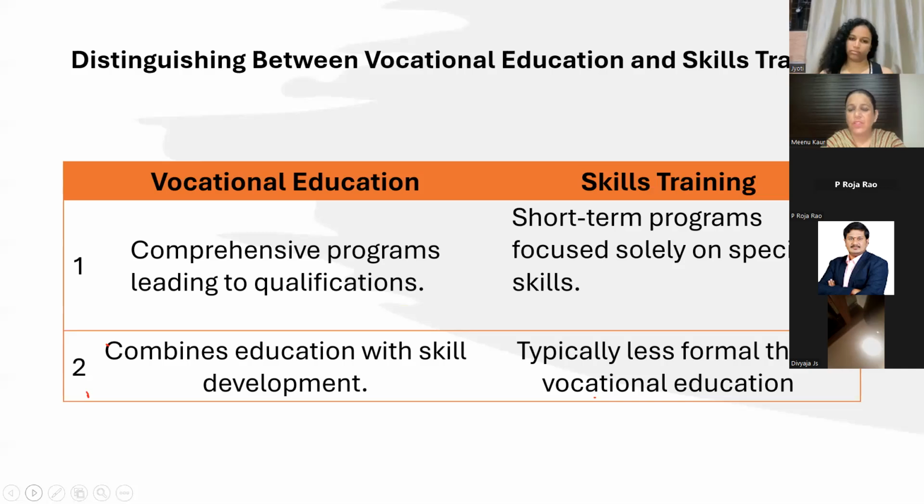Distinguishing between vocational education and skill training, as the chart says, they prepare learners for jobs. Vocational education is a comprehensive program leading to a qualification. It combines education with skill development, whereas skill training is a short-term program which specifically focuses on skill development. It is typically less formal than vocational education, but in the century where we are standing, it is all about gaining degrees along with developing skills.